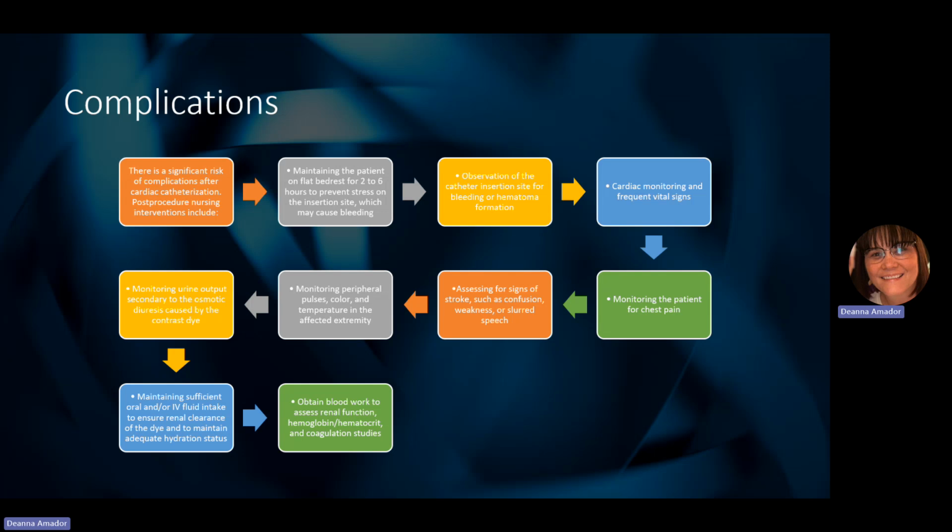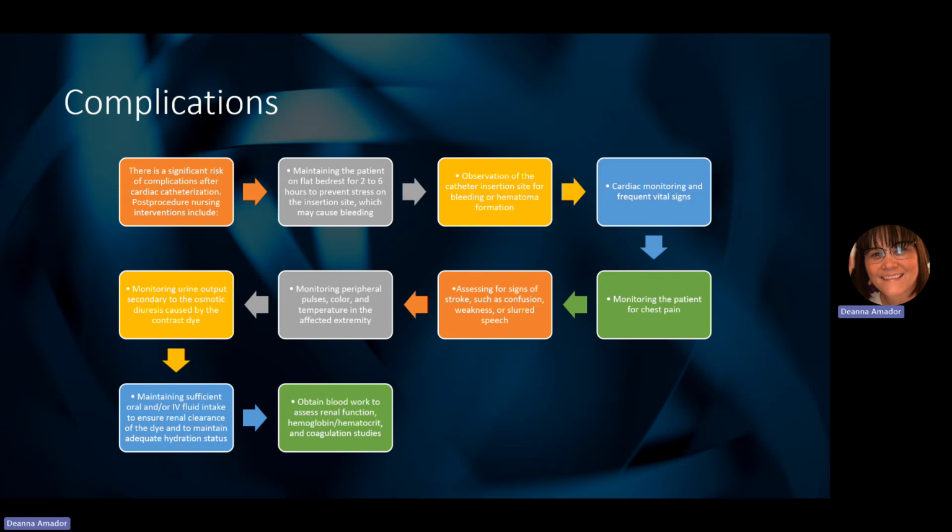If you can remember back from Pharm 2, a lot of these type 2 diabetic patients, the main treatment is metformin. And with metformin, we know that they need to be off their medication for 24 to 48 hours prior to having contrast dye. And then they also need to be off the medication 48 hours after the procedure because it increases the risk of kidney injury.